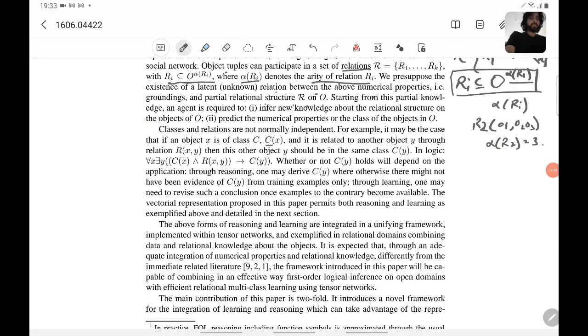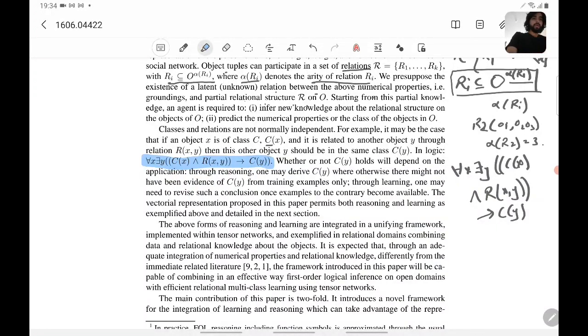So mainly what it's saying is, for all X there exists Y such that C of X: if X belongs to class C and there's a relation such that X is related to Y for some reason, then it also implies that object Y is of class C. So yeah, that's what it says right here.